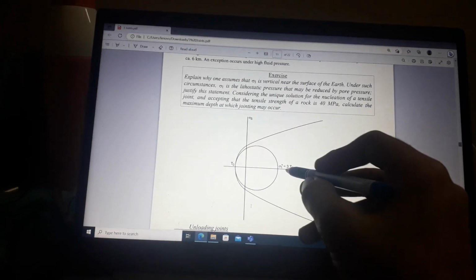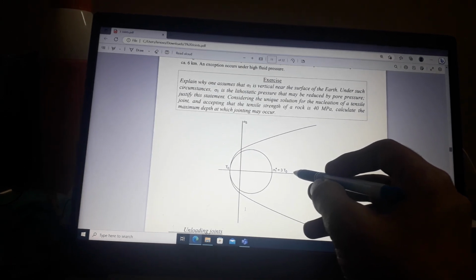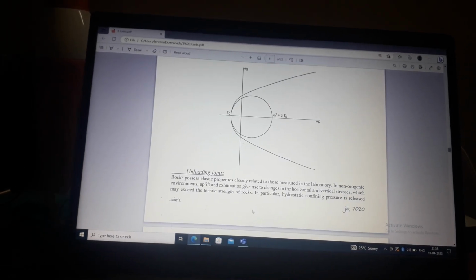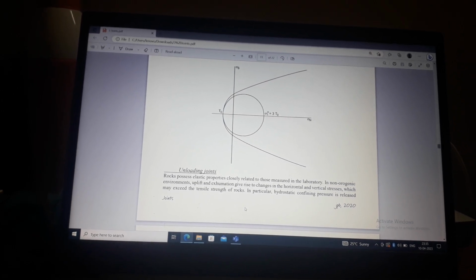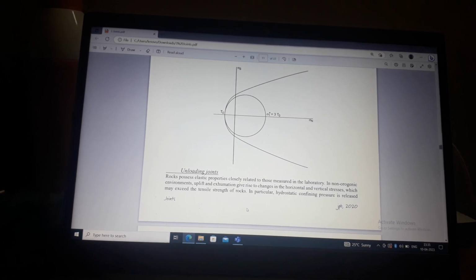Then is the T naught. Then is the sigma 1 star is equal to 3 T naught. Then is the unloading joints. Rock possesses elastic property closely related to those measured in laboratory.